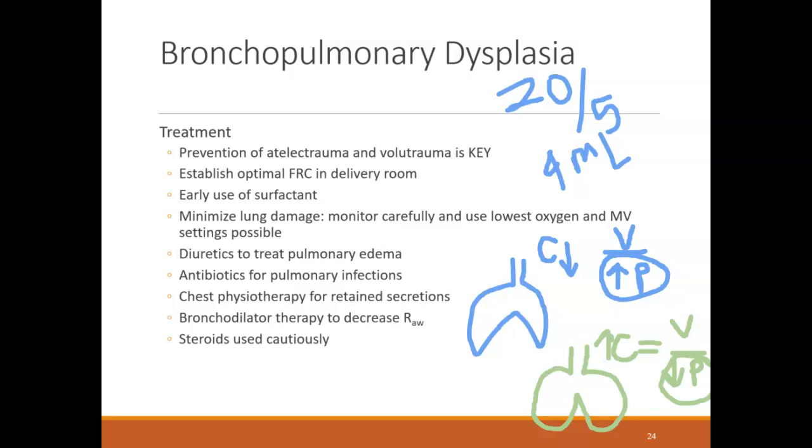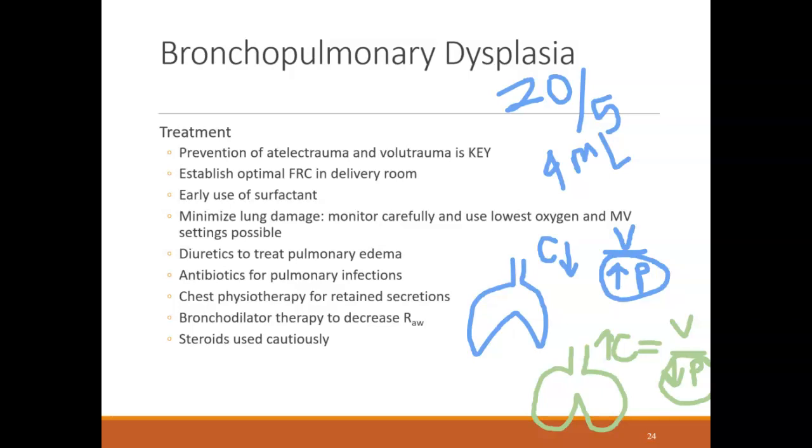Bronchodilators are a hard one. They can be used. Again, there's not a lot of really strong data out there that says that bronchodilators improve anything for babies. So you can do it on a trial basis.